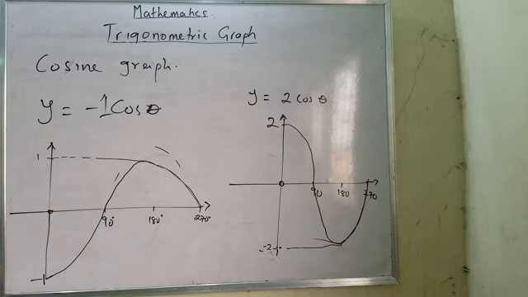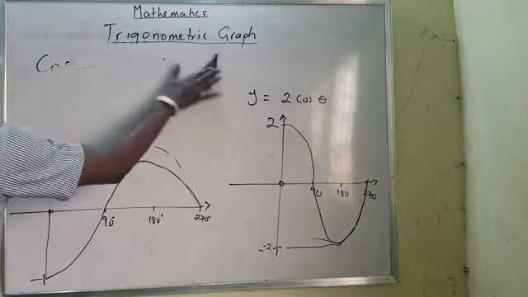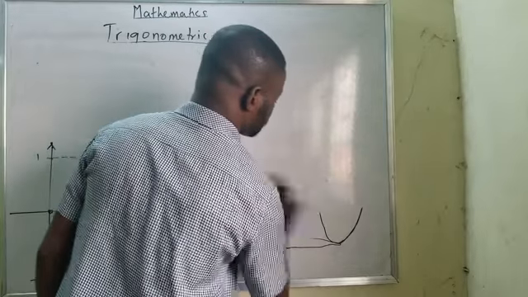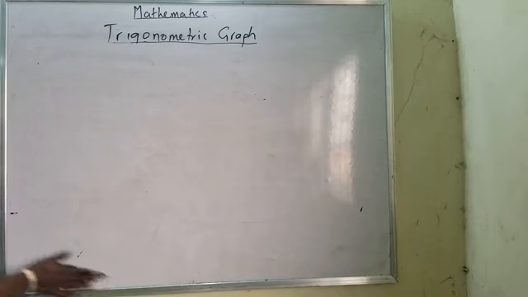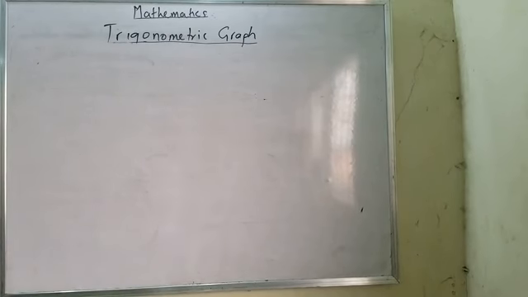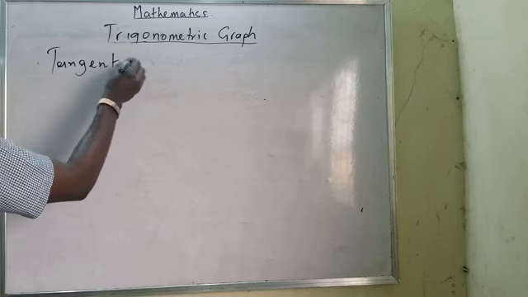Can you see? Now, what is changing it is this minus 1. That is what we need about trigonometry, I mean, cos graph. Now, let's move on to tan graph. That is a very funny graph. It's a very funny graph. Now, when we talk about tan graph, or tangent graph.